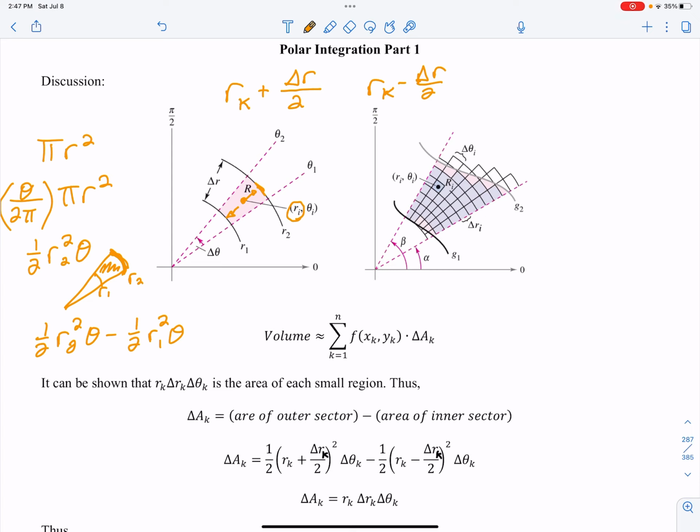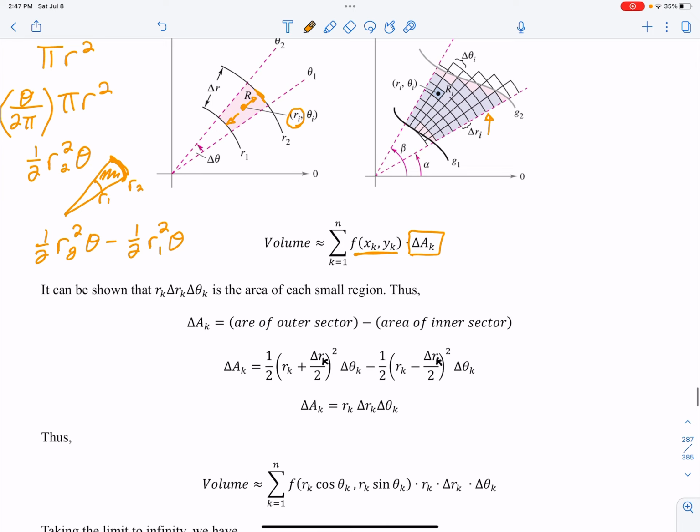Just like the other problems, if I can find the area of that little region and multiply it by the output of my surface, that gives me the volume of these weird curved rectangular prisms. If I add all those up, that gives me an approximation to the volume over those regions. So we can take that area, and I'm going to show that it's equal to this very quickly. I'm not even going to do the algebra side of it.